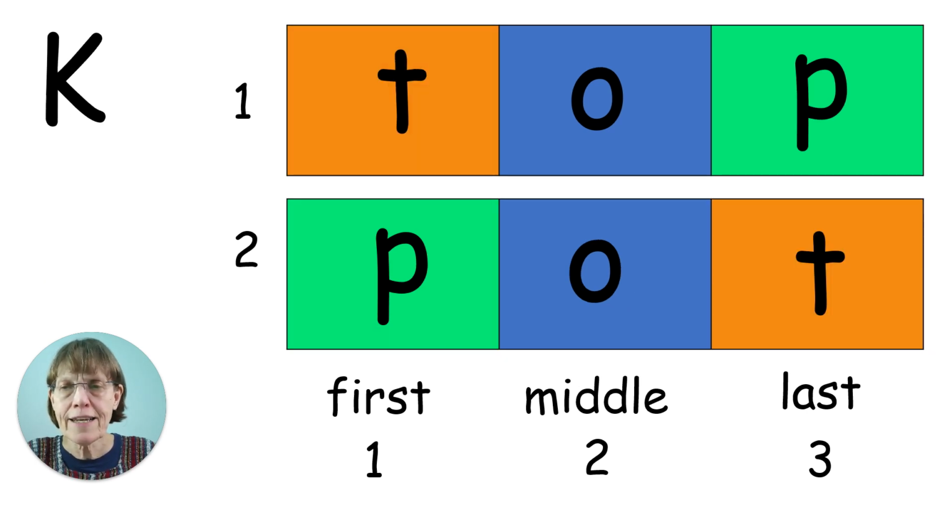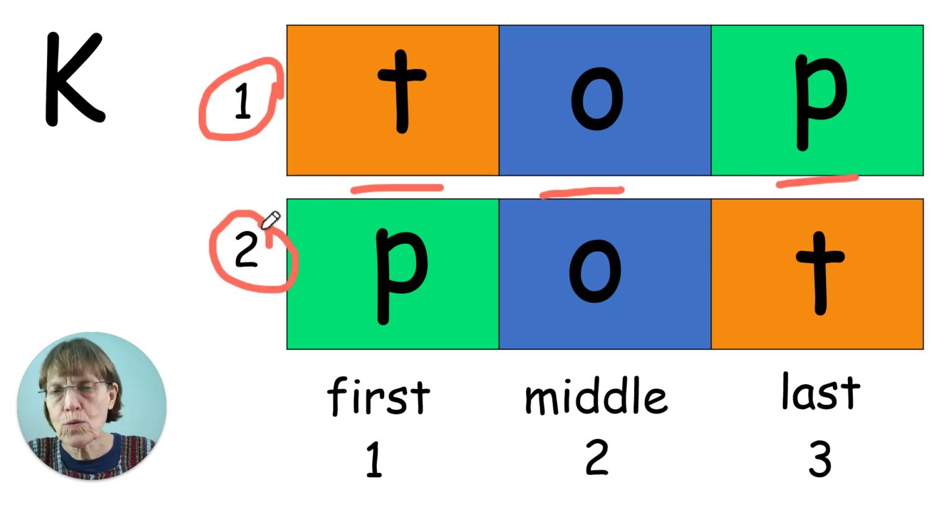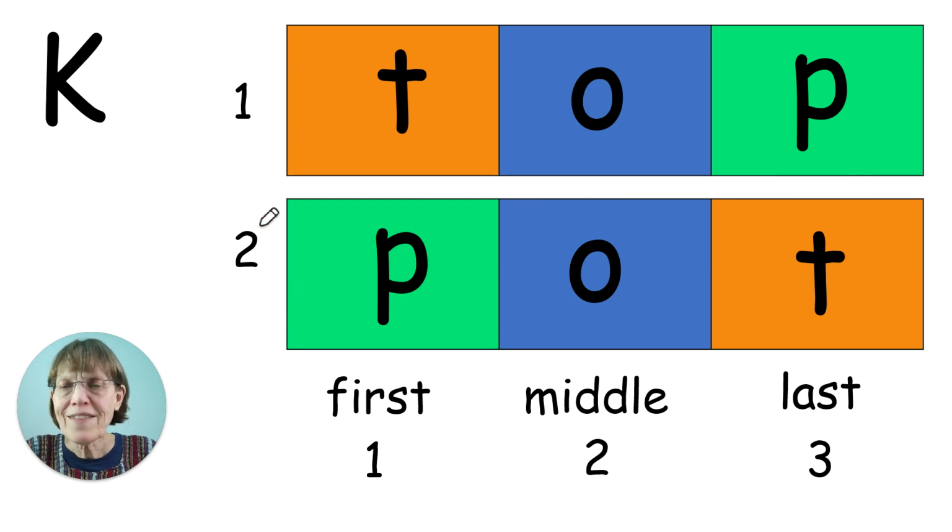And the K change, for the word number 1, we have top. T, a, p. In the number 2 word, we have the same sounds, but now we have the p sound for the first sound. P. The a is the same, it's in the middle, but the t is the last sound. So we switched the sound. That's called a switch.